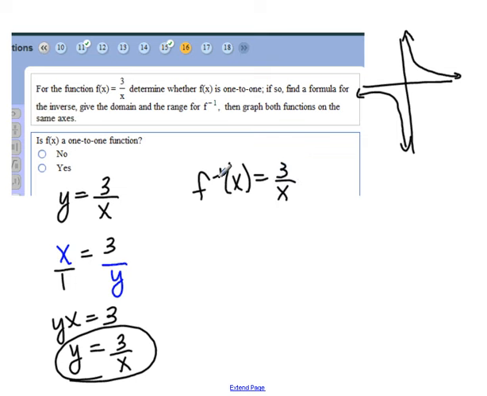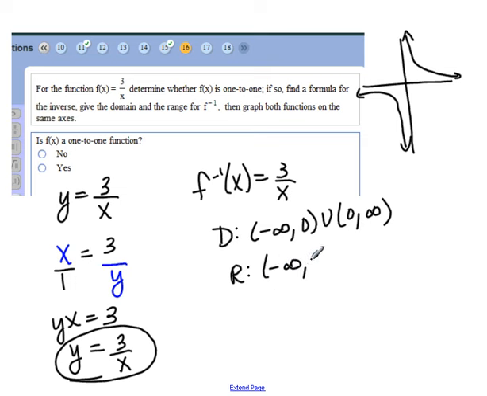What is the domain and range? Well, the domain is all values except for 0 in the denominator, right? And the range is actually the same thing because it has a horizontal asymptote at 0. Okay. And the graph, obviously, the function and its inverse are the same, so that's fine, right? Because if we draw the line y equals x through there, it's a mirror image of itself.